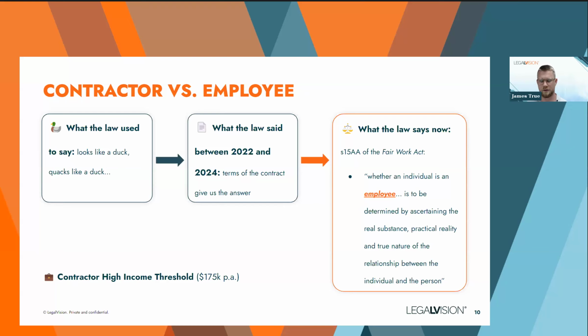So whether an individual is an employee is to be determined by ascertaining the real substance, practical reality, and true nature of the relationship between the individual and the person. So the contract still may have some relevance to all of that, but certainly not determinative like it was for those 2 years from 2022. We're back to a control and integration test.